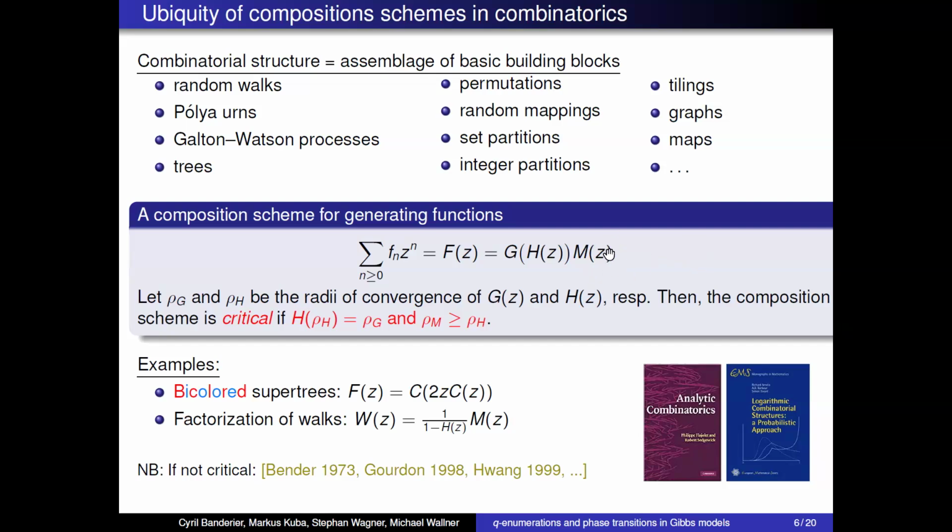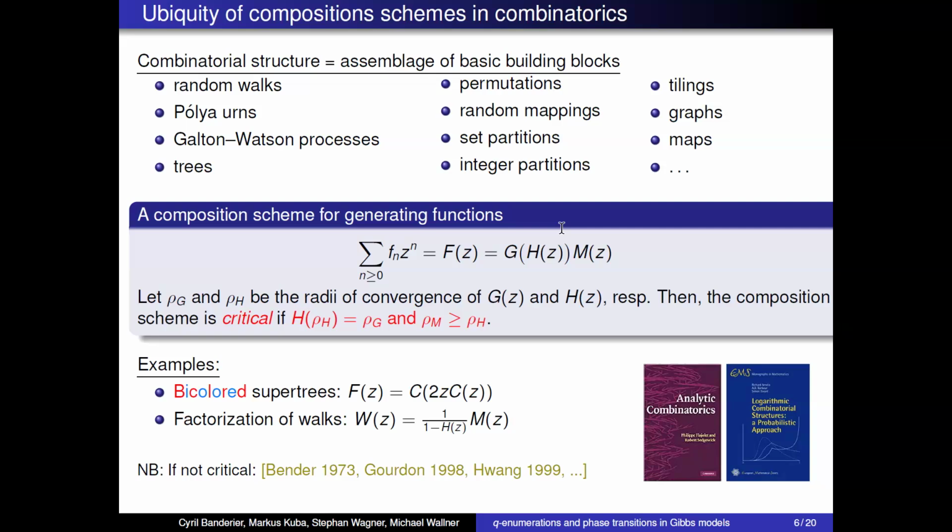Perhaps M could be singular before G or H. Okay, but then it's kind of classical analysis. Well, not stupid, but classical and well done in the book by Bob and Philippe, Analytic Combinatorics. Or you could first have H, which is singular, and all the rest regular then. Okay, and then also it's easy and well understood.